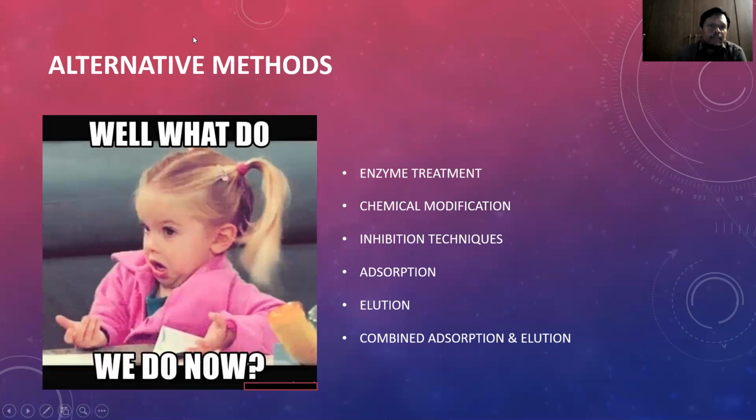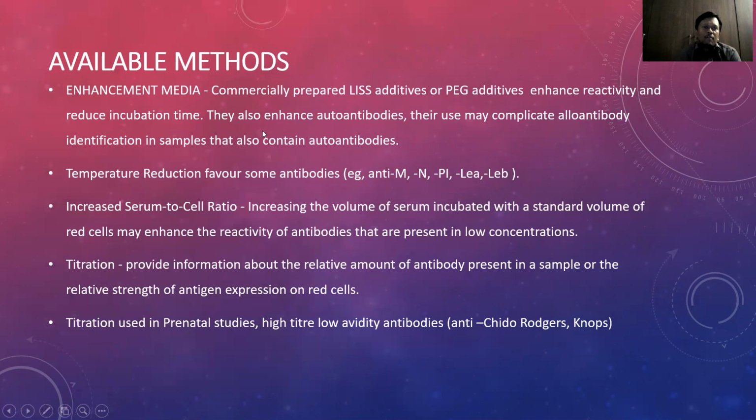So what are the alternative methods we can use to resolve these problems? One is enzyme treatment, chemical modification, inhibition technique, absorption, elution, or combined absorption and elution. We'll be seeing all of these. First of all, available methods. Any blood center should try whatever available methods it has to resolve this problem. So we can use enhanced media.